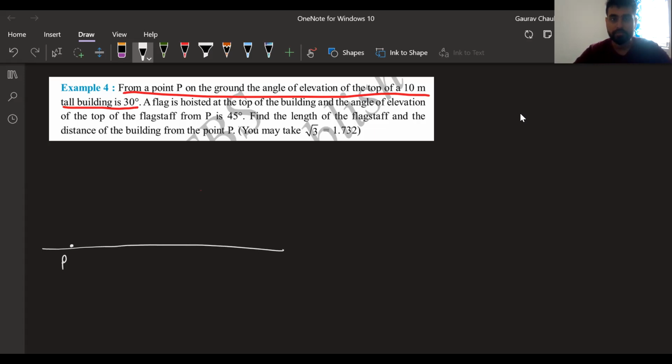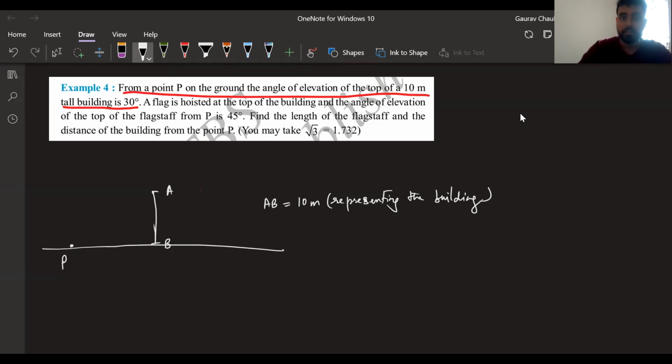The angle of elevation of the top of a 10-meter tall building. So this is my 10-meter tall building. Let this be AB. So AB is equal to 10 meter, representing the building. This angle of elevation of the top of this building, which is this angle, when I have my eye at point P and I look at point A, this angle they're saying is 30 degree.